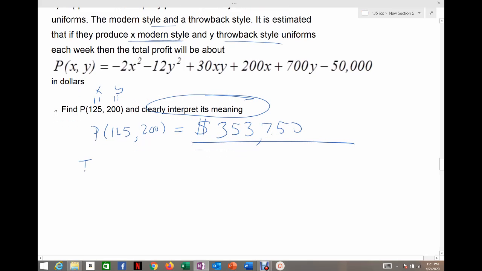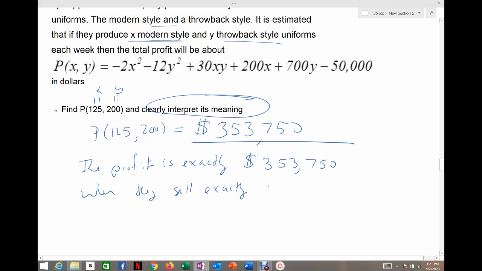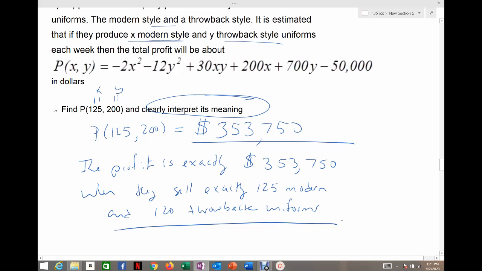That means the profit is exactly $353,750 when they sell exactly 125 modern and 200 throwback uniforms. So that's the profit that they're currently at. When they're selling 125 of the modern, 200 of the throwback, that's how much profit they get.